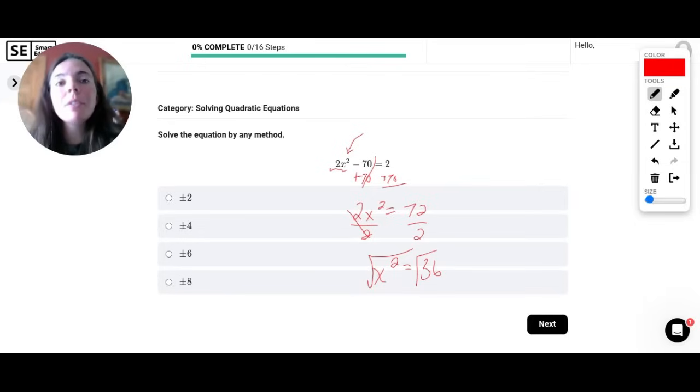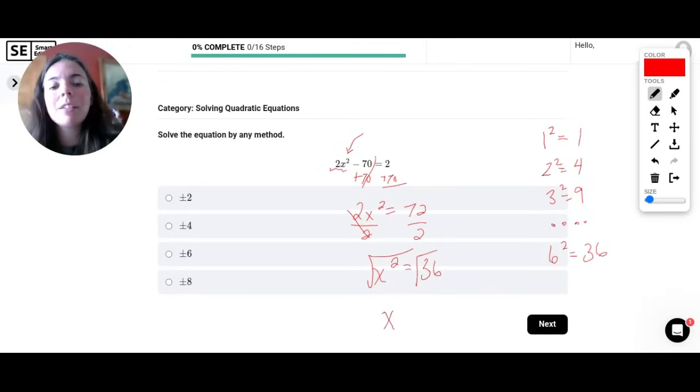Well, the square root of 36 is just some number that when multiplied by itself gives you 36. So for example, 1 squared would be 1. 2 squared, 2 times 2 would be 4. 3 squared would be 9. So I could keep going through here until I get one that gives me 36. So once I get to 6 squared, then that would be 36. So when we're taking the square root of something, we also just need to account for the positive and negative of the number. So plus or minus 6 would be my solution.